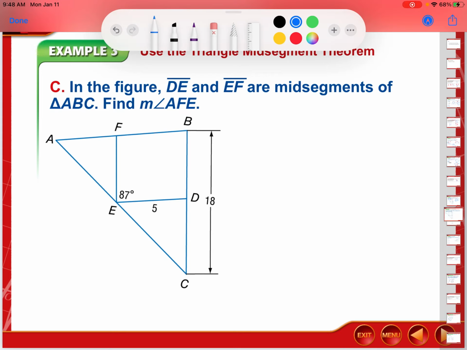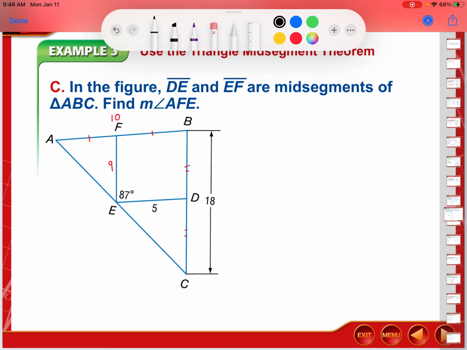Now, in our next one, they want us to find the measure of angle AFE. Now, this is a little bit trickier. Once again, I'm just going to go through and label everything real quick. We know these 2 are the same. We know these 2 are the same. We know this is 9. We know this whole thing is 10. Now, the mid-segment theorem also says that the lines are parallel. That's another important piece here.